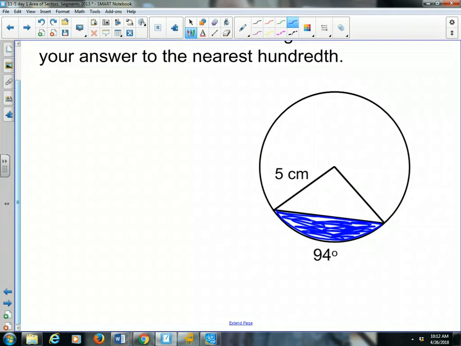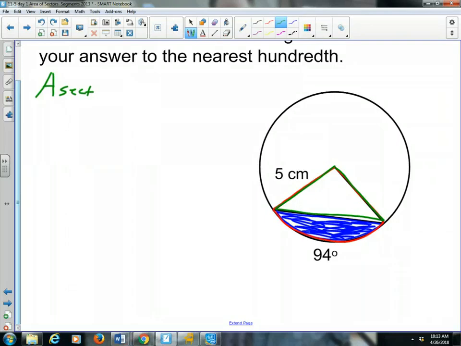So what we're going to do here, class, our strategy is we're going to find the area of the whole sector, and then we're going to subtract this green triangle. If we find the area of the whole sector and subtract the green triangle, that would just give us the blue segment. So let's first find the area of the sector.